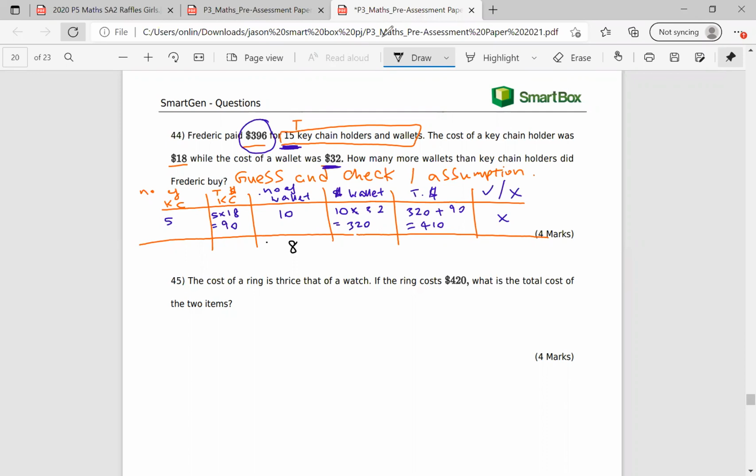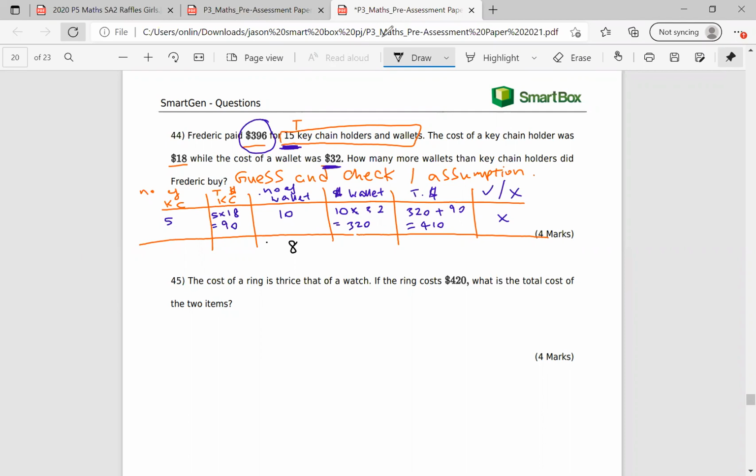So we have here 8. Oh, I should have 9. If I have 9 for the wallet, and then I have 7 for my keychain. So we need to guess smartly, because normally guess and check should not do too many steps. You should do like 4 tries, etc.